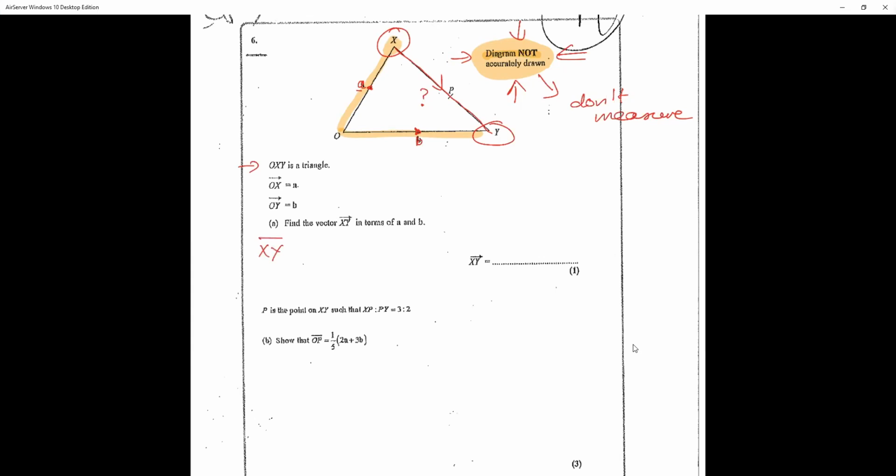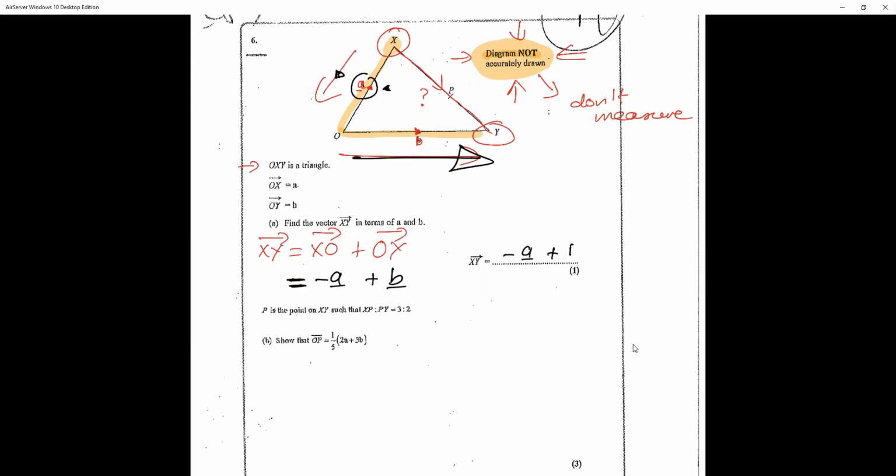So we say X to Y equals, first of all, this one, what's that called? X to O. And then we're going to go on this one. O to Y. Now, what is X to O? It's minus A. Because A is going upwards and we are going down. We're going in the opposite direction. So vectors are directional. Okay, so we got equals minus A. What about this next part here? It's plus B. Because we're going in the direction of B, so we're not going in this opposite direction. So let's write that down over here. Minus A plus B. Fantastic.